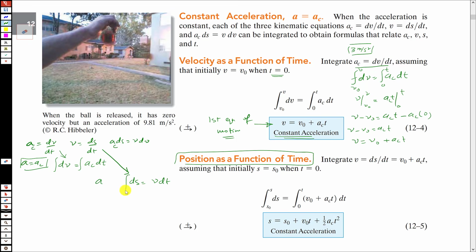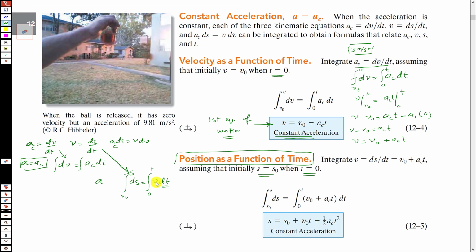So we can integrate this, and let's say that at time equals 0, the initial position is s0, and the final position is s, and we are integrating this with respect to time. So then we will put the initial value of t. The initial value of t is 0, and after some interval the time will be equal to t, right?